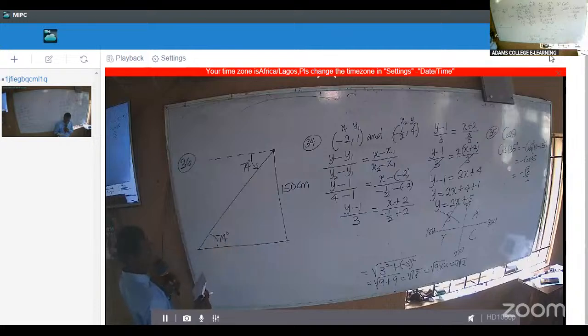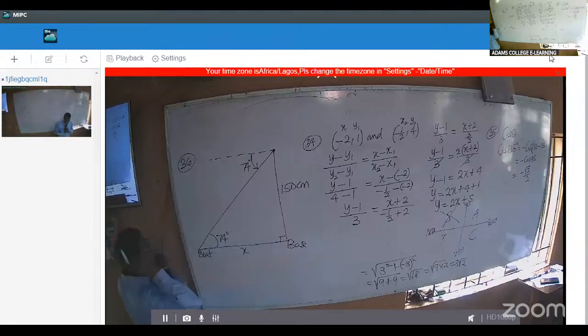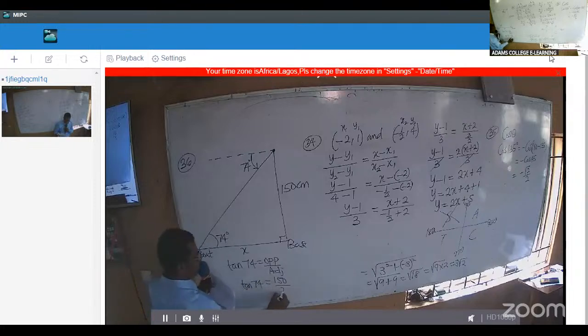Find the distance of the boat from the base of the tree. This is a boat. This is the base of the tree. X. This is opposite, this what class? Adjacent. So, tan 74. But next week, they won't give you all this tan 74 because that's difficult to get from a calculator. Opposite is now 150. As an X.